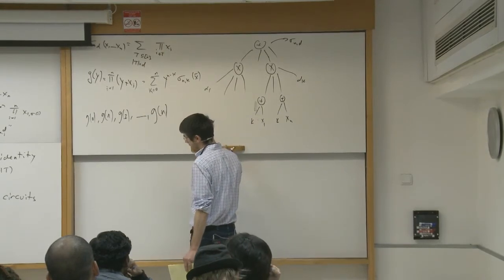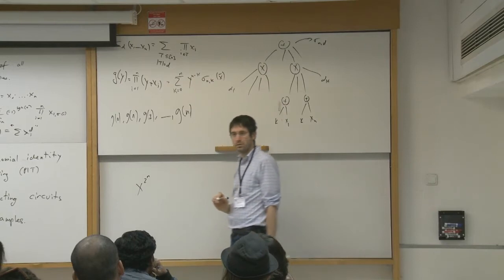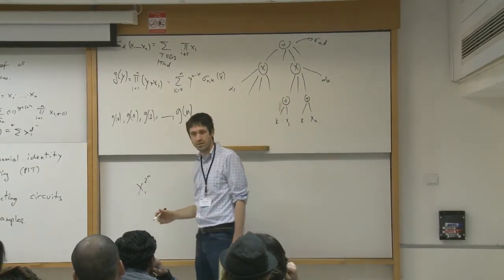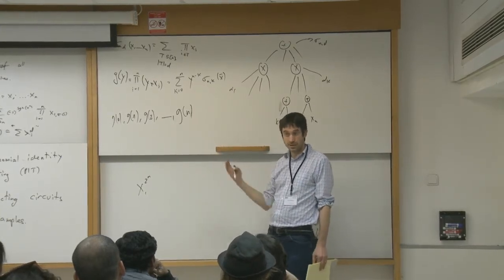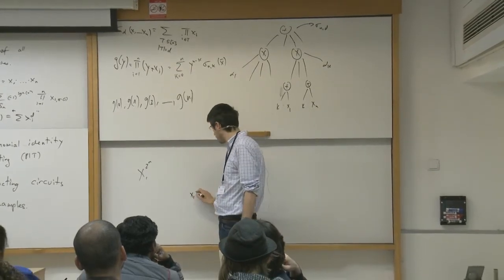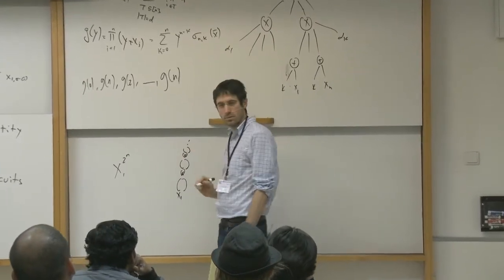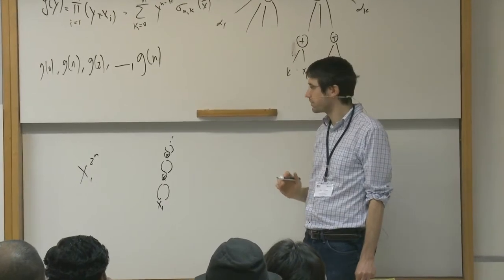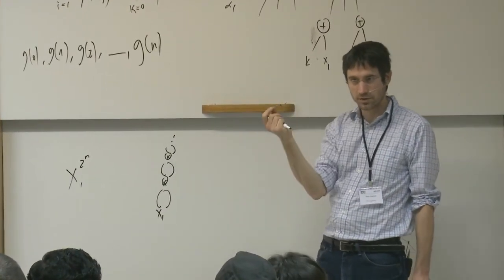But perhaps a better answer is this. Let's look at the following polynomial, say x to the 2 to the n. Say we have n variables, but I don't care about the rest. So the degree is exponential. Clearly, there is a small circuit for it, because you just take x1 and do iterative squaring. So it satisfies everything that we say about VP-bounded except for the degree.